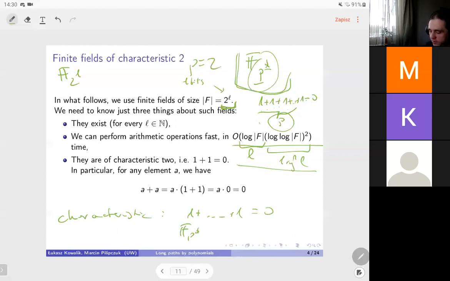And here in this field, because we took the field 2 to the L, you get the property that 1 plus 1 equals zero. You get this equality here.